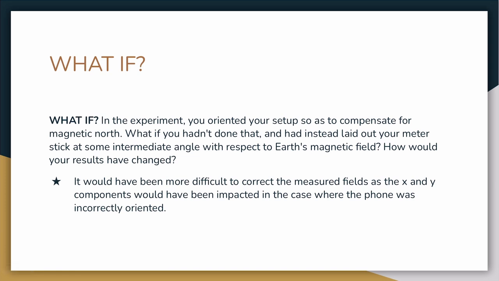So our first what-if question was, what if you hadn't done that and had instead laid out your meter stick at some intermediate angle with respect to the Earth's magnetic field, how would your results change? It would have been more difficult to correct the measured values, as the X and Y components would have been impacted in the case where the phone was incorrectly oriented.